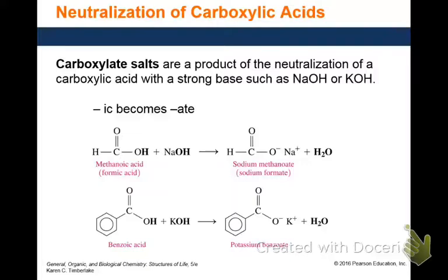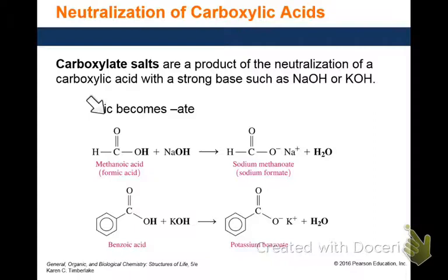Okay, so we left off naming the conjugate base, or the product, of carboxylic acids when they get neutralized. If you remember, we talked about methanoic acid. And do you remember what I said about the mouse? The white mouse ate icky cheese, right? So "ick" and "ate." For the carboxylic acids, you only have to worry about the ick and the ate.